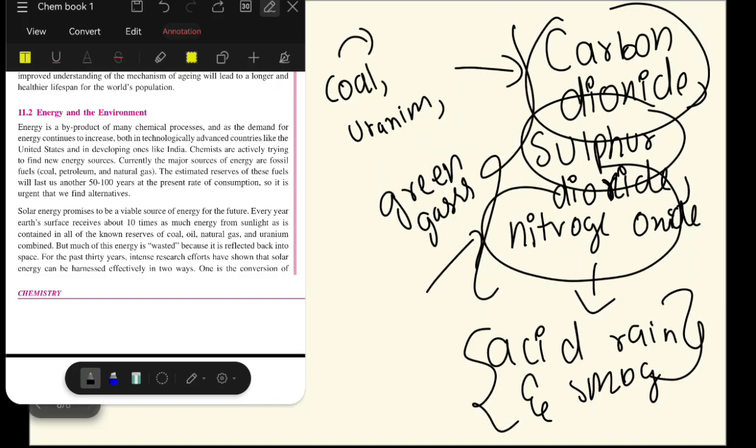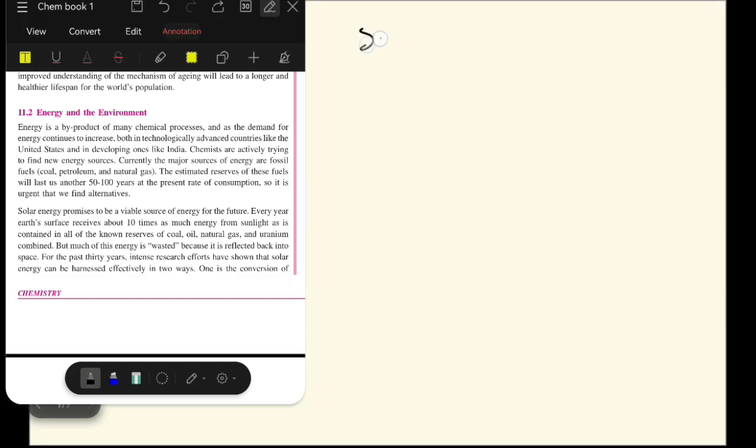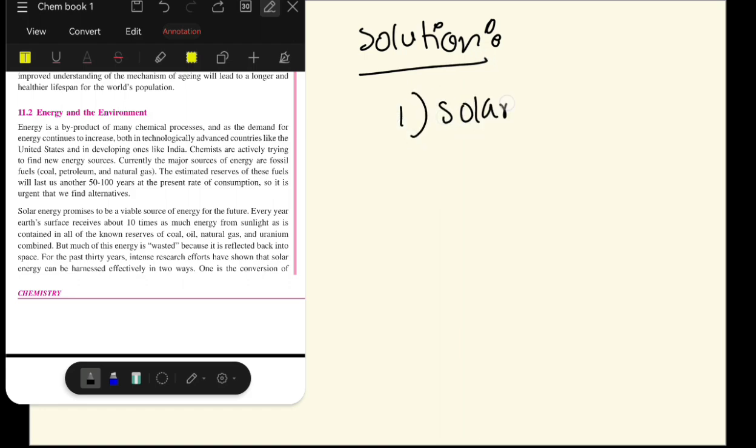We have solutions though for this. Again, what are the solutions for burning fossil fuels? We can use solar energy. Why can we use solar energy? Because harnessing solar energy has no bad effect on the environment.